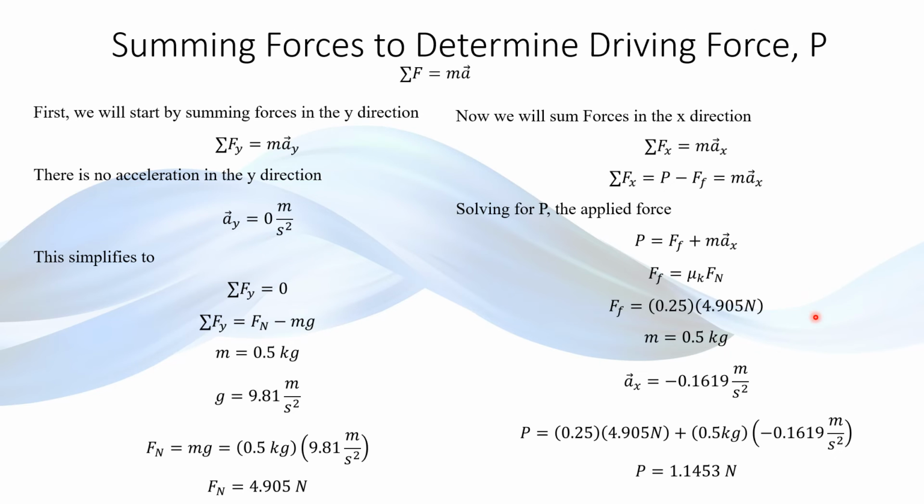And now we have all our parameters right here, which we can plug into our equation and determine the driving force, P, which is determined to be about 1.1453 newtons of force. It's important to note that the initial force acting on the plate, P, is assumed to be constant throughout all the trials and is close enough to be approximated as such.